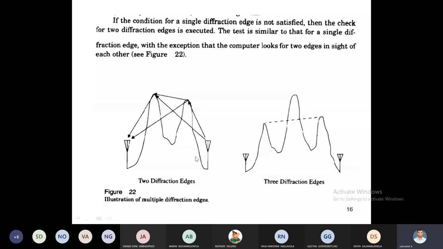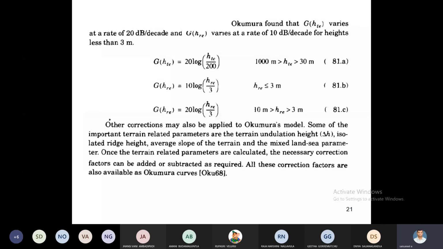Right here in this Okumura model, correction factors may be available. What are the correction factors? Suppose the antenna heights are low, we have to increase. How much to increase the height? That is the correction factor, right? This is about the Okumura model.